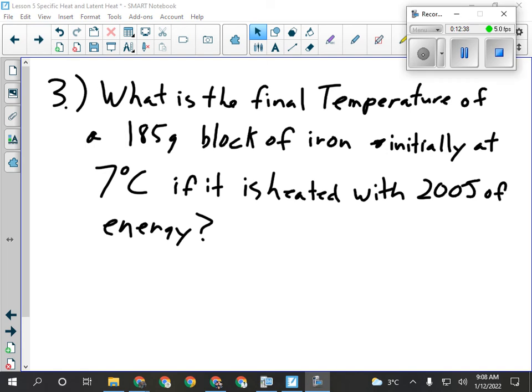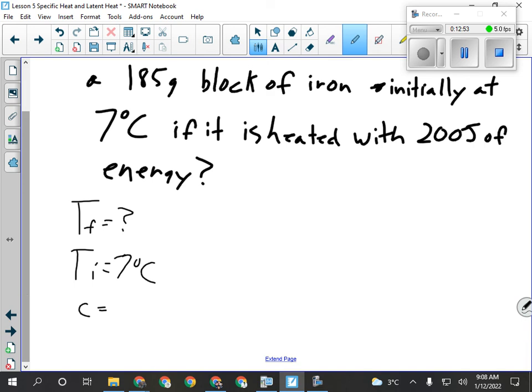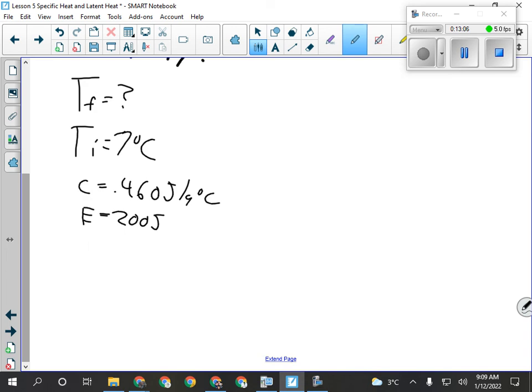Okay, so let's have a look at this one. On this one, we're looking for the final temperature, so we're looking for TF. We are given the initial temperature, 7 degrees Celsius. The other things we're given, we're told that it's iron, so we know that C is 0.460 joules per gram degrees Celsius. And we know that 200 joules worth of energy are used to heat it, and that there is 185 grams of it. All right, so we have E, we have M, and we have C, and we're looking for final temperature.